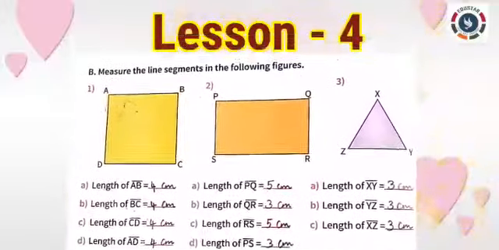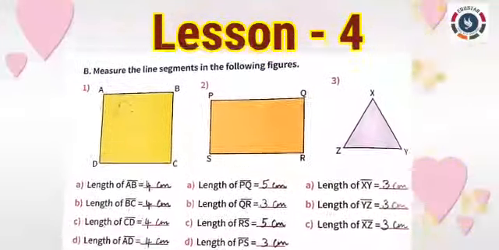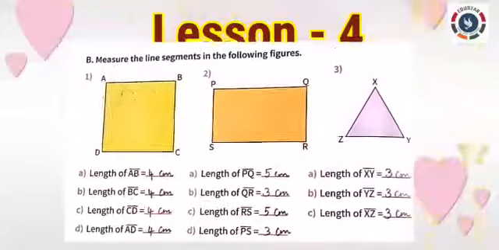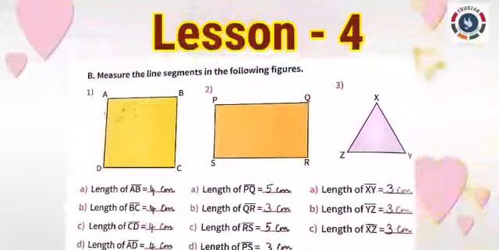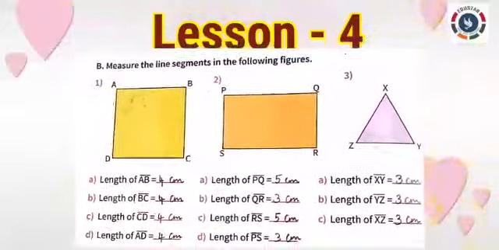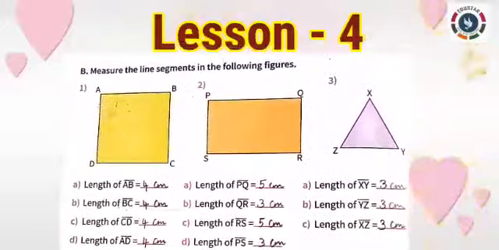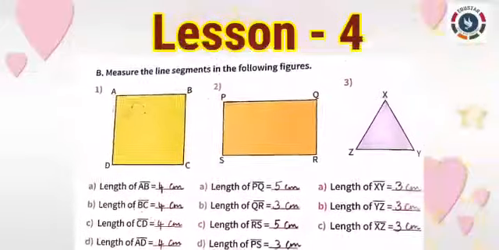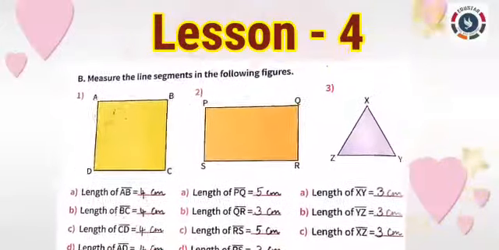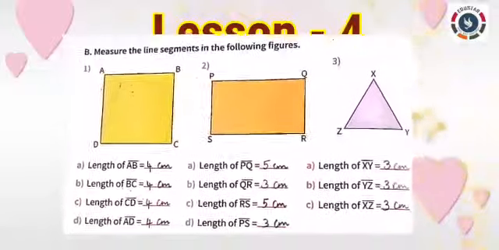Number 2. What is the figure? Good. Rectangle. Length of line segment PQ is equal to 5 cm. Length of line segment QR is equal to 3 cm. Length of line segment RS is equal to 5 cm. Length of line segment PS is equal to 3 cm. From this we understood opposite sides in a rectangle are equal in length.